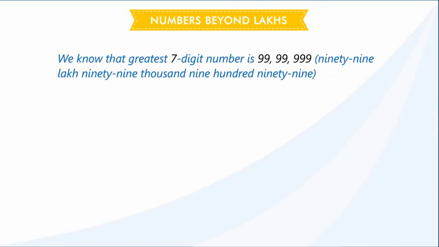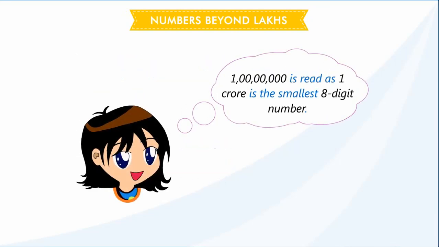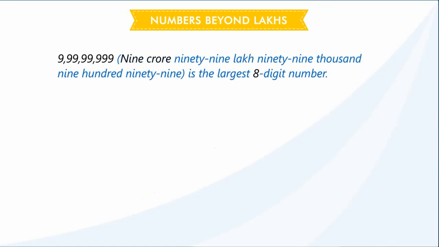Numbers beyond lakhs. We know that the greatest 7-digit number is 99 lakhs 99,999. We get 1 crore by adding 1 to 99 lakh. 1 with 7 zeros, read as 1 crore, is the smallest 8-digit number. 9 crore 99 lakhs 99,999 is the largest 8-digit number.